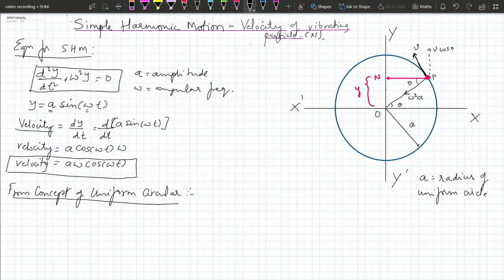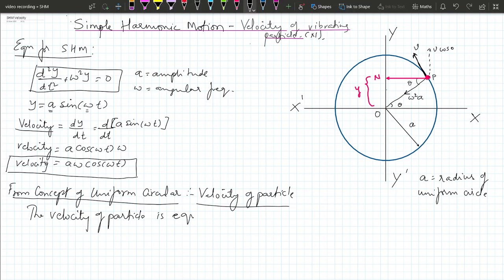The velocity of a particle, the vibrating particle which is the projection at n, is equal to the component of the velocity of a particle p.